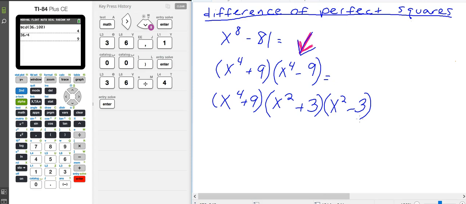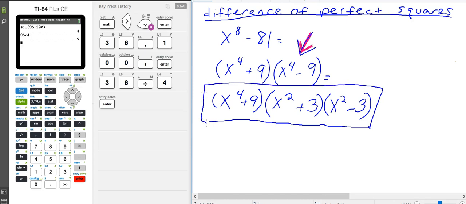Now let's just look over our terms to make sure we don't have any more of the difference of two perfect squares. X to the 4th plus 9, this is not the difference of two perfect squares. X squared plus 3 is not the difference of two perfect squares. X squared minus 3, even though it's a difference, and even though x squared is a perfect square, 3 is not a perfect square, so it's not the difference of two perfect squares, and this would be your answer.